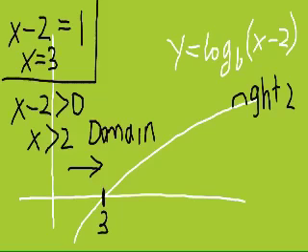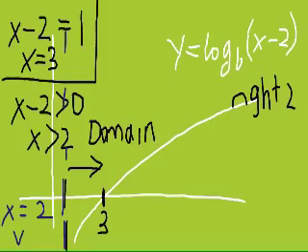And finally, the vertical asymptote is going to be right here, in this blue. That's the vertical asymptote. And what's the equation of the vertical asymptote? Well, x equal to 2. So notice the domain is x greater than 2, and the vertical asymptote is x equal to 2.